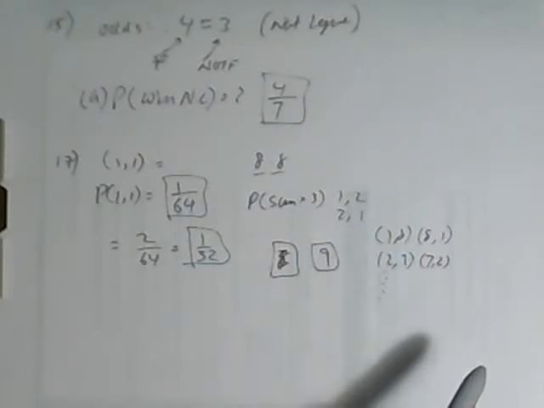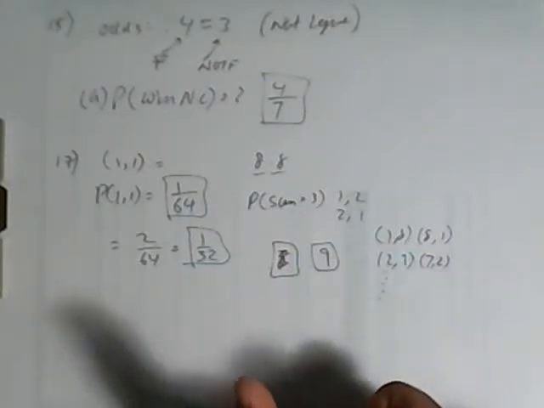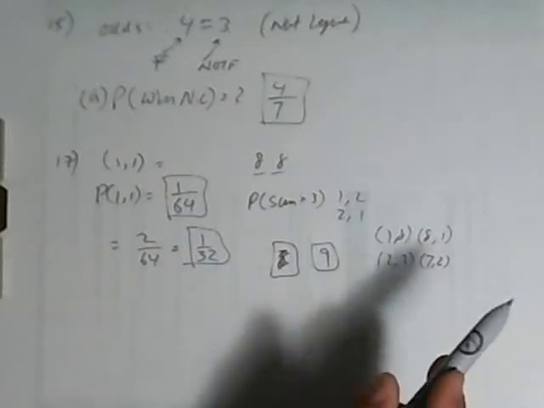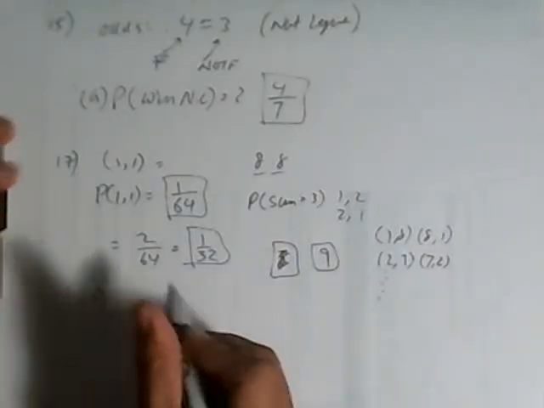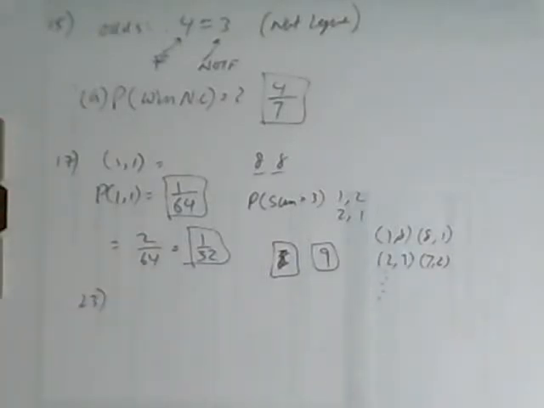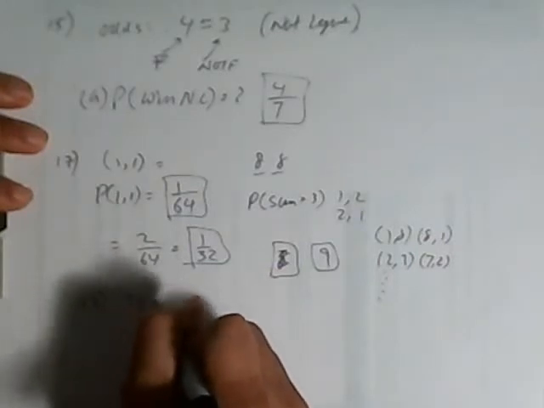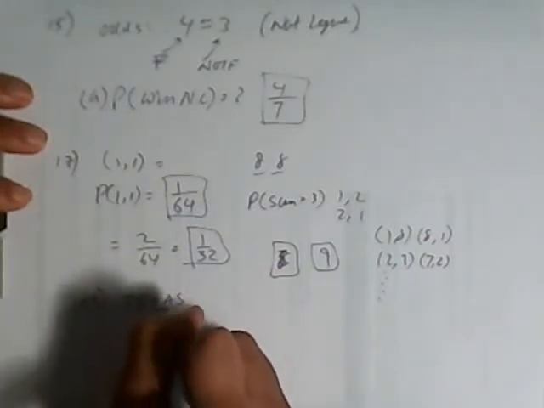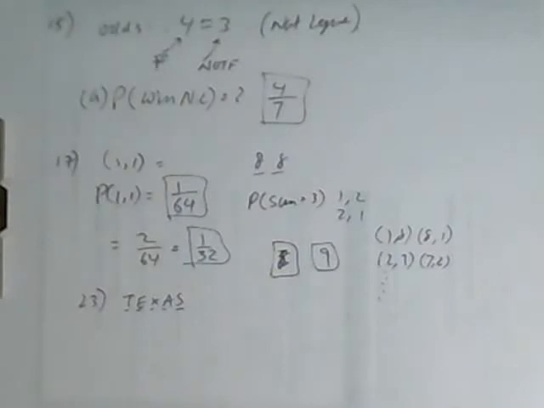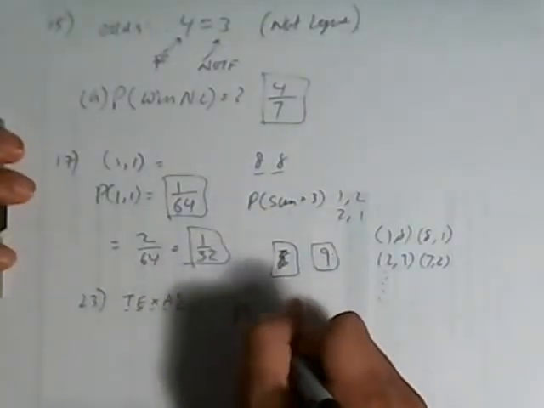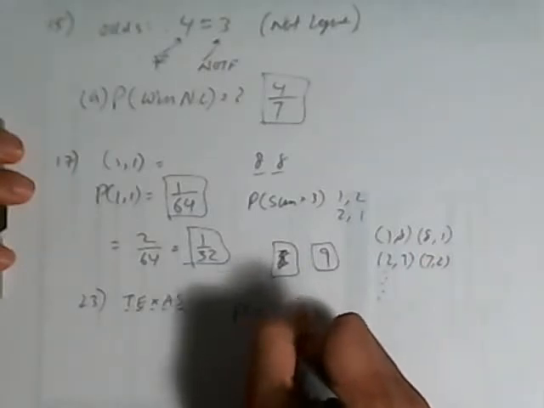How about 23? 23 is a pretty cute little question. The letters of Texas are arranged in random order. What's the probability that the letters will spell taxes? So you get T-E-X-A-S, 1, 2, 3, 4, 5. There are 5 letters in Texas. And so what's the probability of having it spelled taxes?